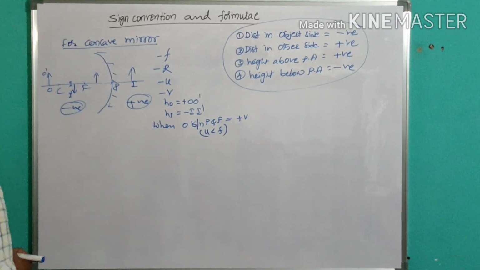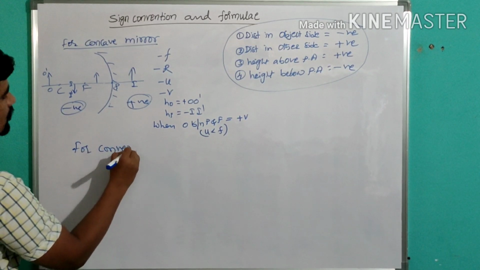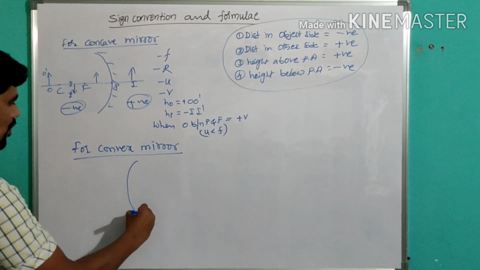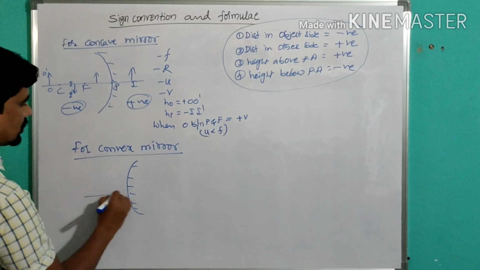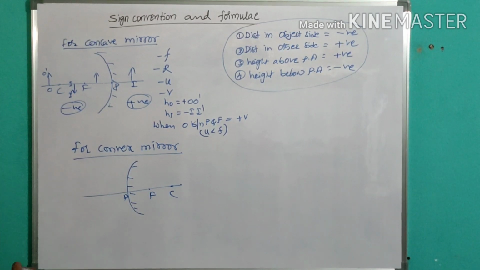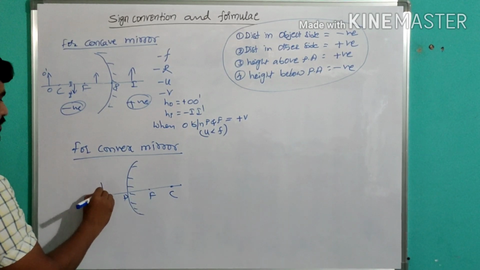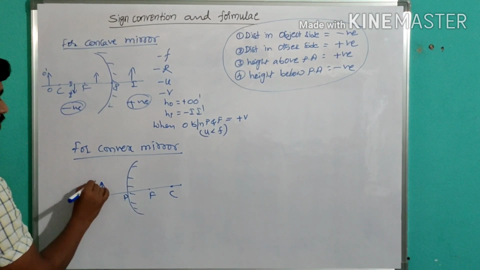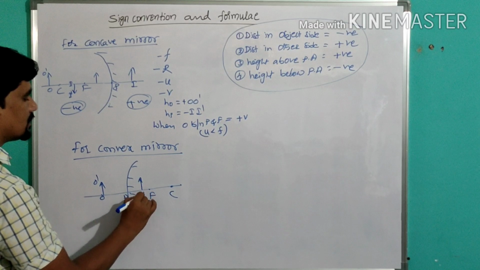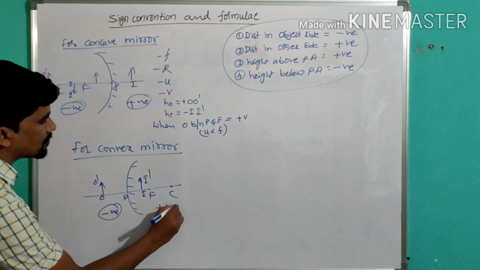Now, for convex mirror, this is the pole, focus, center of curvature. We have to keep the object in front of the convex mirror, not inside the convex mirror. So we must keep the object here. This is O dash. Always we get the image between P and F here. This is I dash.